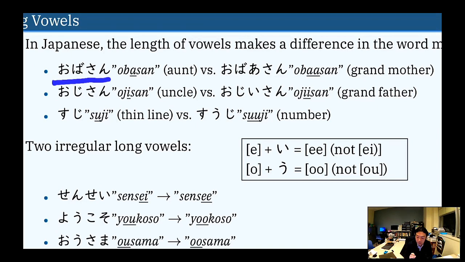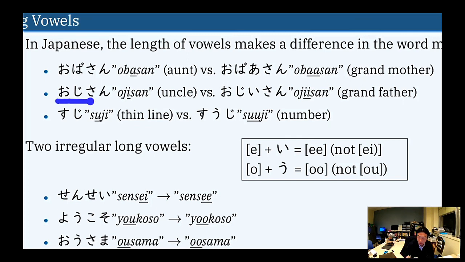So this one is obasan, obasan. Again, obasan, obasan. Obasan is aunt, obasan is grandma. The difference here is this A sound, obasan, obasan. You hear the slightly longer sound with obasan.